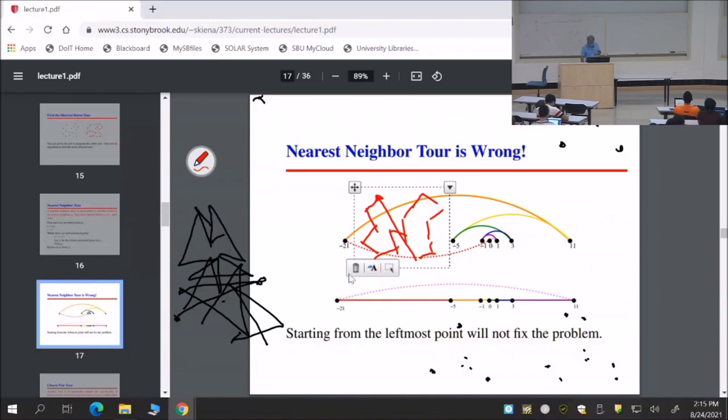Now let me just see if I can blow this away. Okay, I think my erasure work is going to need some help.